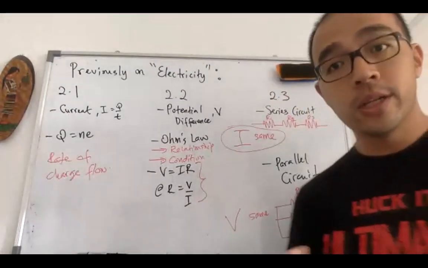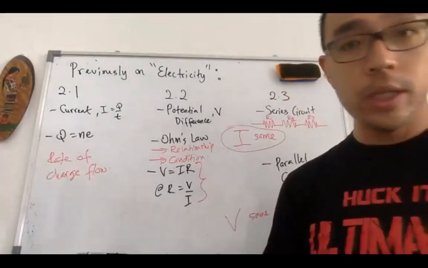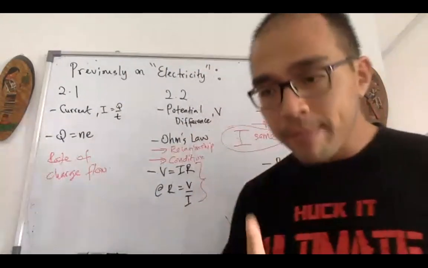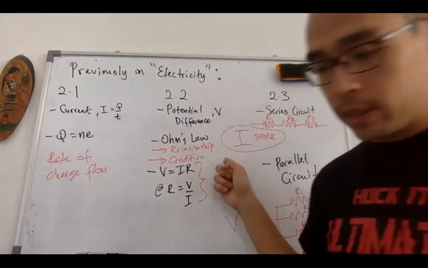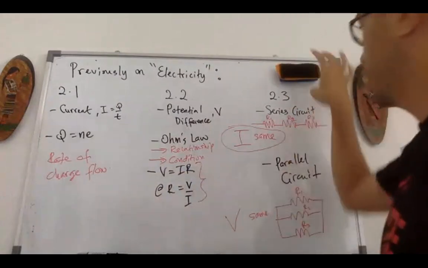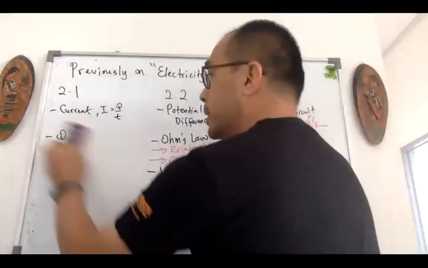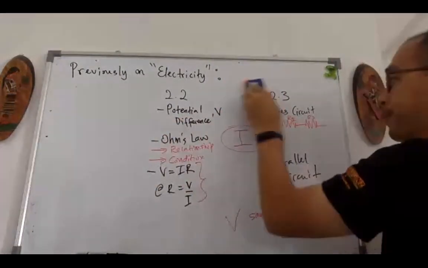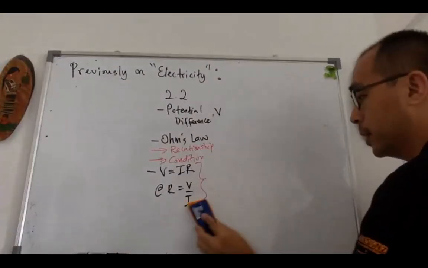So in order for us to learn 2.4, we need to remember again when we were talking about Ohm's law. Sorry, I'm looking for my eraser. When we were doing Ohm's law, we had this experimental setup. So I'm going to run this off.